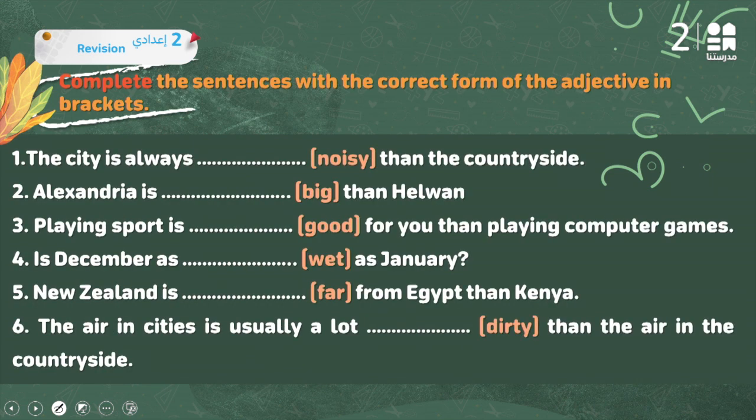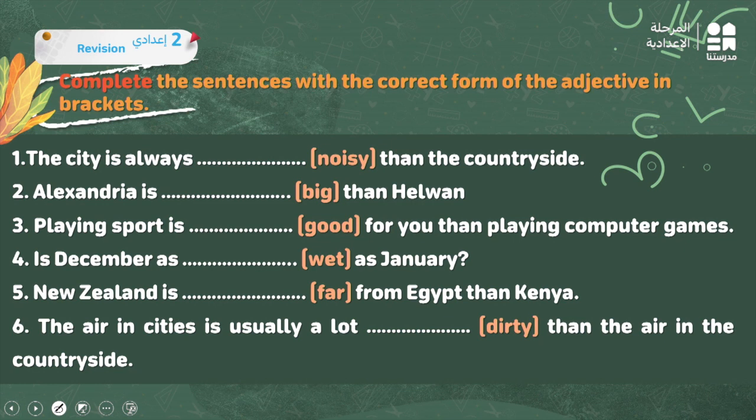Here, complete the sentences with the correct form of the adjective in brackets. Okay, I have here noisy, big, good, wet, far, and dirty. As I mentioned in the previous session, how to use the comparative cases of the short adjectives, of the long adjectives, and when do we use the adjectives between as and as, okay? So let's remind ourselves of it.